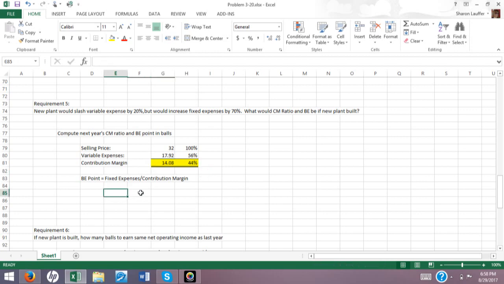So in this calculation our fixed expenses are $718,080, which is what I just calculated. And I'm going to divide that by our contribution margin, which is here, $14.08. So this is our break-even point, and those are basketballs.